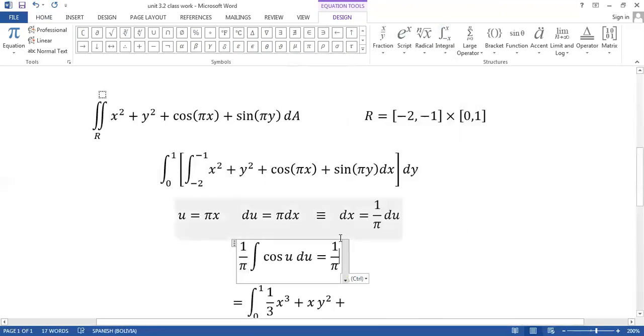Okay. So it's either sine or minus sine. Which one is it? I think it's minus sine.